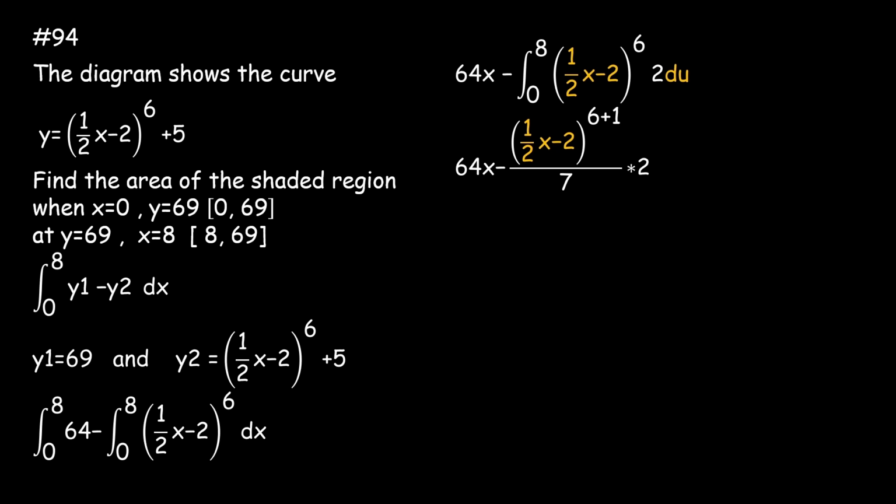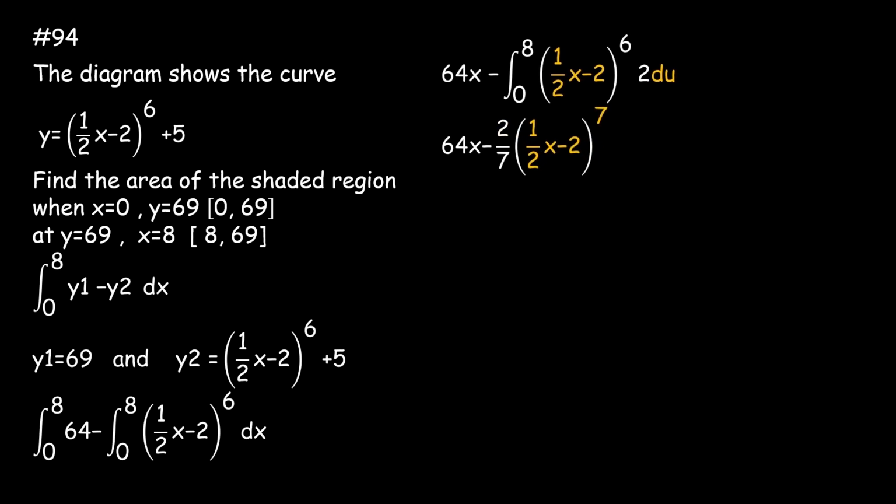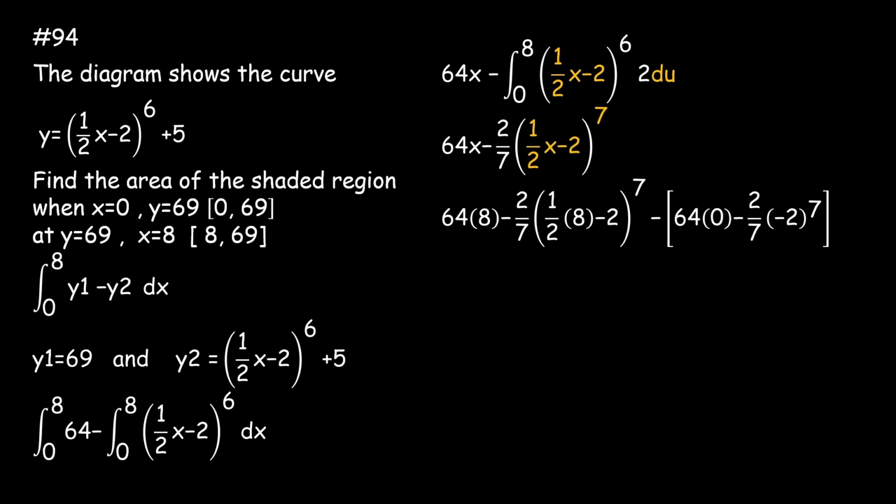Okay, don't forget to multiply by the 2. If we simplify the fraction, we should get this, but we must substitute its limits. So from 0 to 8, we put in 8, find the value, and put in 0 as well, find the value. Then we subtract to have our final answer, which is 3072 over 7 units.